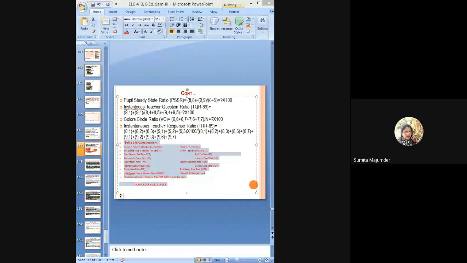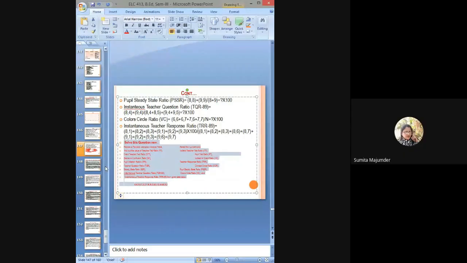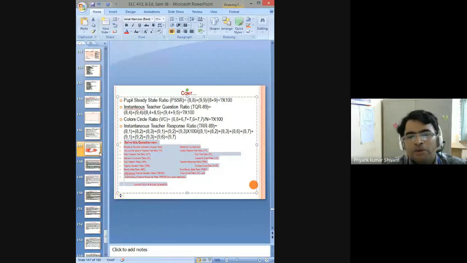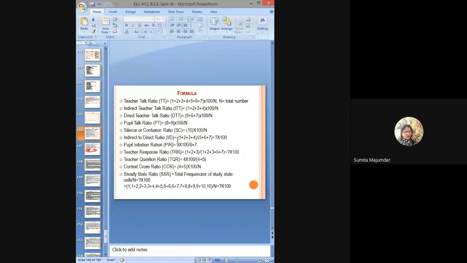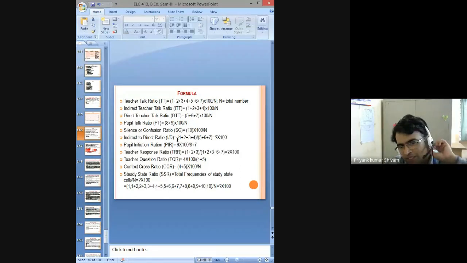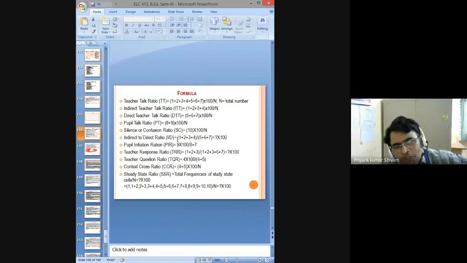ID is equal to 160. Just wait, what? ID is equal to 160. ID means indirect to direct ratio. Okay. ID is 1 plus 2 plus 3 plus 4 divided by 5 plus 6 plus 7. Okay, divided by. I thought that into. No, divided by, sir, 5 plus 6 plus 7.